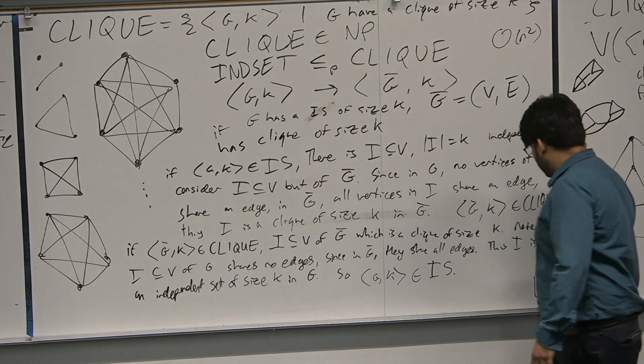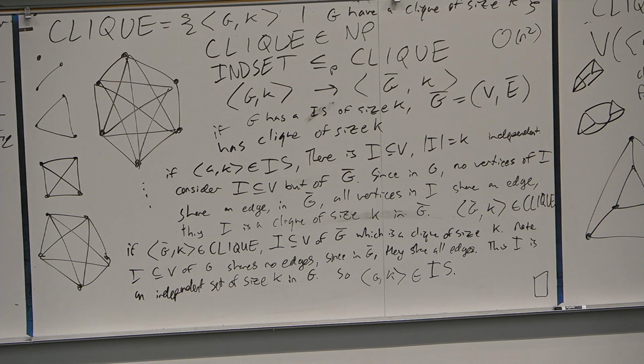Done. The reduction took polynomial time. We have a polynomial time verifier. We did our if and only if. Clique is NP complete. Questions on this proof?